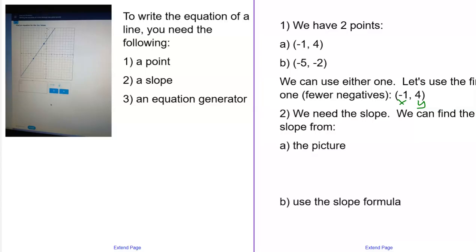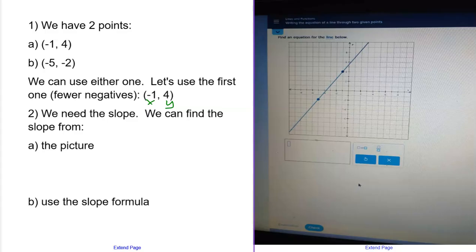We need the slope. We can find the slope from the picture, or we can find it using the slope formula. Let's take a look at finding the slope from the picture. To find the slope from the picture, you go to either point that you want. I'm going to start here. I put my pencil on this point and I'm trying to go to this point. I can't just slide down this line. I have to give direction.